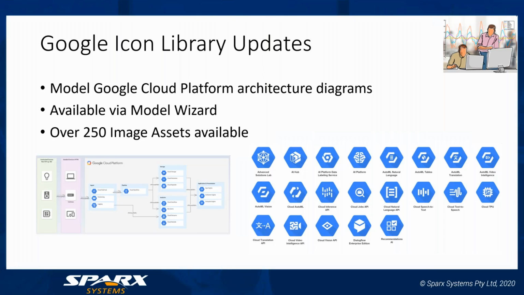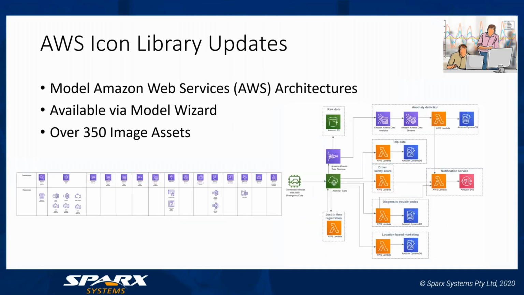So anyone doing any sort of planning for moving their infrastructure to the cloud, both on the Google and on the AWS side, we have icon libraries for that. Over 350 image assets for the AWS icon library as well. So again, really cool for modeling the Amazon Web Service architectures. But just some useful tools to help you there.